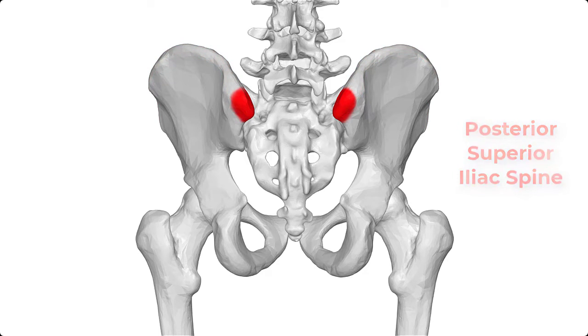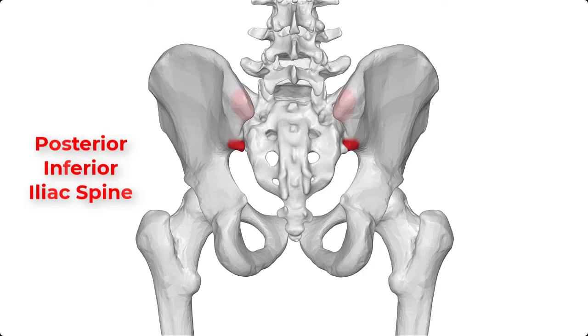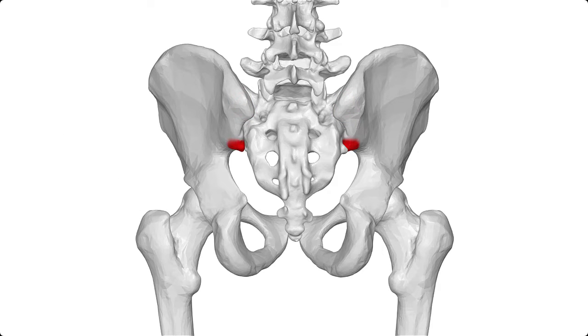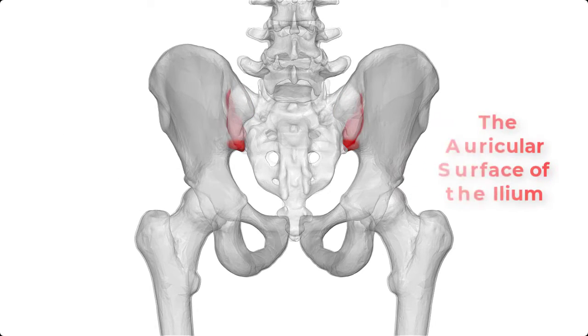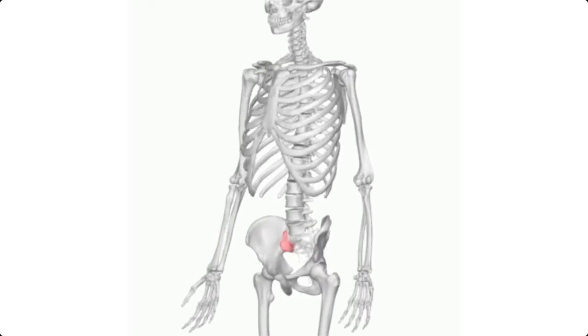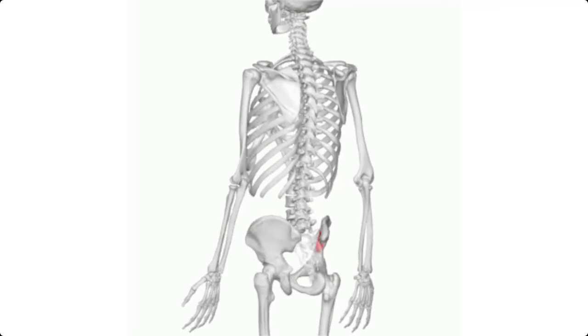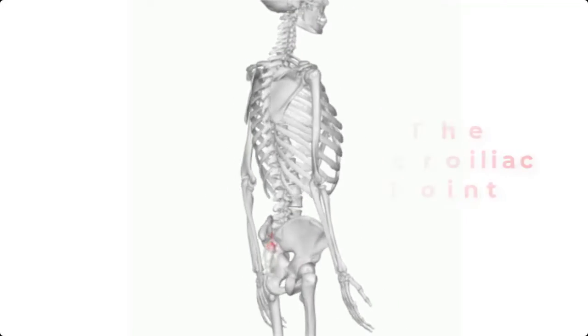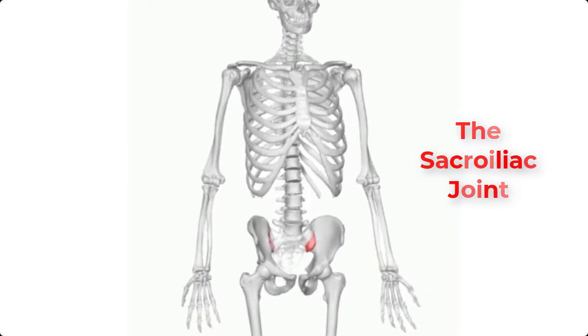More inferiorly is the posterior inferior iliac spine. This is located at the inferior edge of a large roughened area called the auricular surface of the ilium. The auricular surface articulates with the auricular surface of the sacrum, forming the sacroiliac joint.